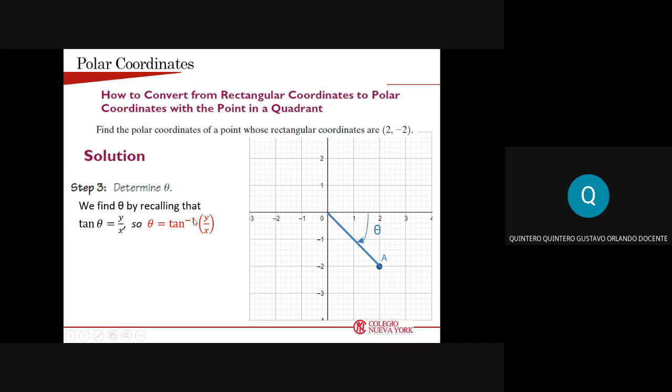How did you find these values in the calculator? Let me see if I have a calculator here and I can show you.